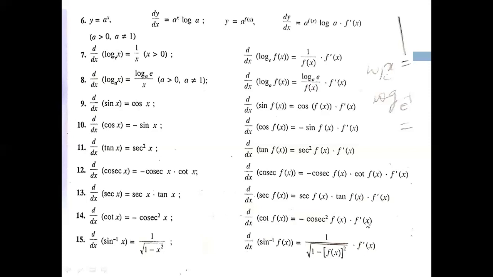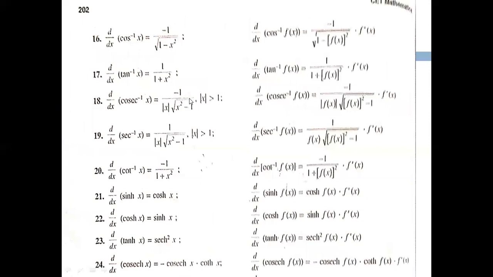And derivative of cot f of x is minus cosec square f of x into f dash x. And derivative of sine inverse of f of x is equal to 1 divided by root of 1 minus f of x whole square into f dash x.